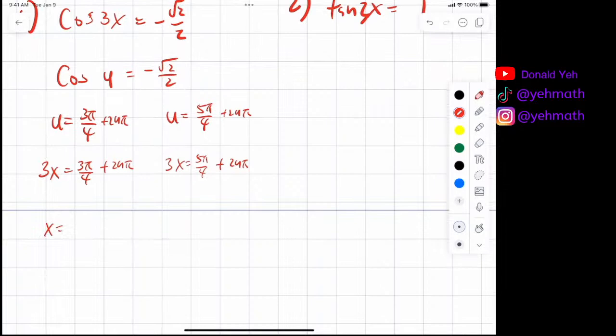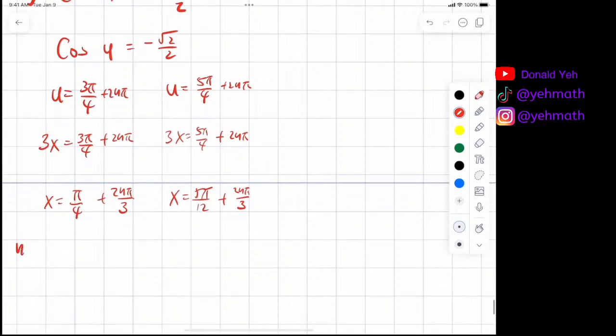So what's 3 pi over 4 divided by 3? It's going to be pi over 4, right? Plus 2m pi over 3. That's kind of tricky. I picked a hard one. And then x equal to 5 pi over 12 plus 2m pi over 3. At least you got two answers here, because you can have n equal to 0, and x equal to pi over 4, x equal to 5 pi over 12.